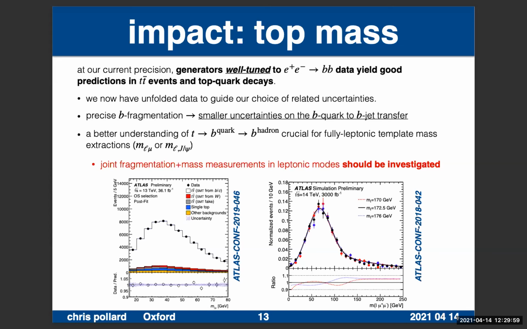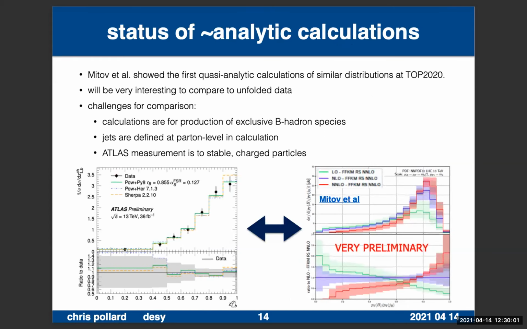Okay, so I think we're going to have to continue to do more precise measurements of fragmentation in top decays in order to get the best top mass measurements from the LHC. And finally, on slide 14, recently Mitov and company showed, as far as I'm aware, the first quasi-analytic calculations of similar distributions, B-hadron production momenta compared to the surrounding B-jet activity in top decays. And this was shown in the autumn at TOP 2020. It's going to be really interesting to compare it to the unfolded data.